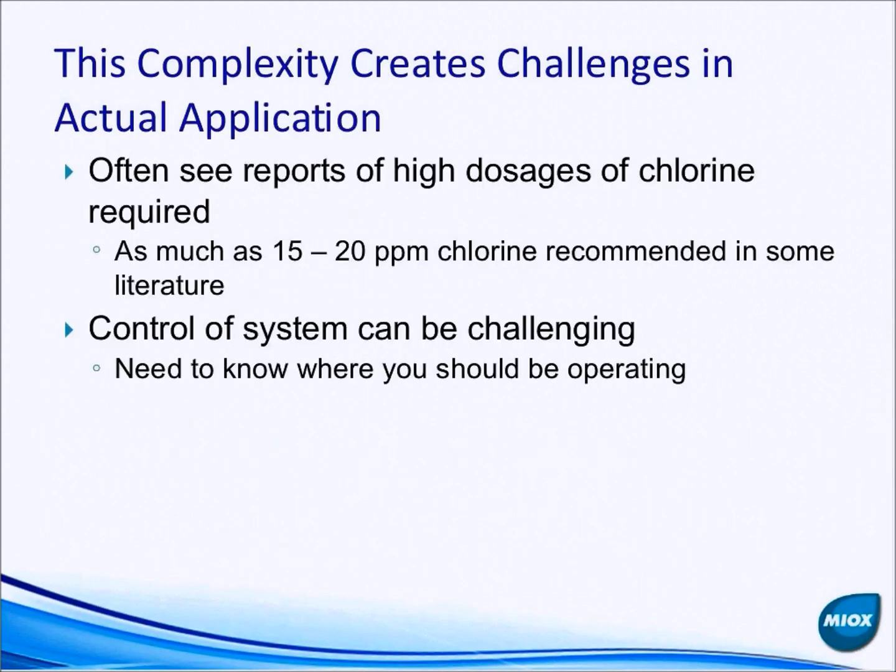In reality, you'll often see folks say that they recommend either 5 to 20 parts per million of chlorine be dosed per part per million of ammonia. In fact, I would say that in my experience, 15 was the rule of thumb that we would use most often when we were looking at just chlorine bleach, and that goes for just chlorine bleach or just chlorine gas. In addition, as I mentioned earlier, control of the system can be a little bit of a challenge.